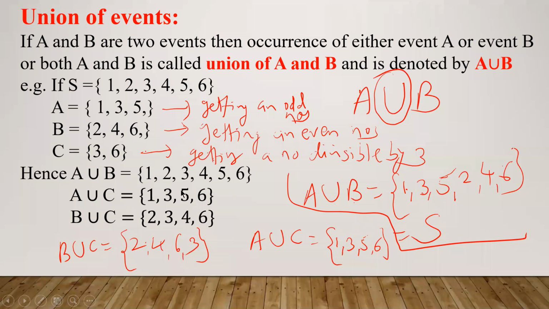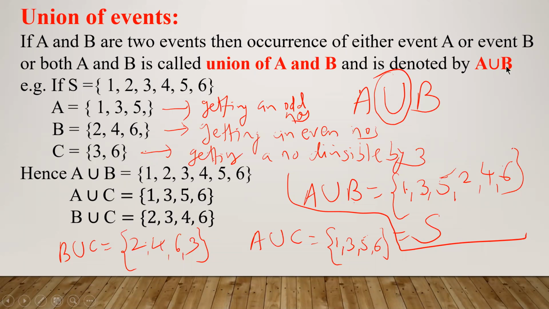So if I throw a dice and I get the number 2, then I will say B union C has occurred because B has occurred. If I get 3, C has occurred, so B union C has occurred. If I get 4, B has occurred, so I will also say B union C has occurred. If I get 6, then B has also occurred and C has also occurred, so B union C has occurred.